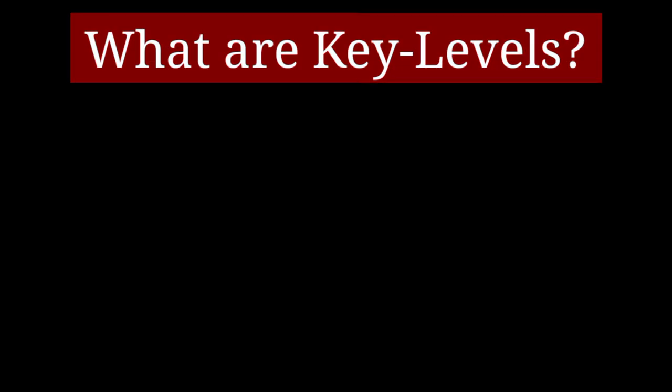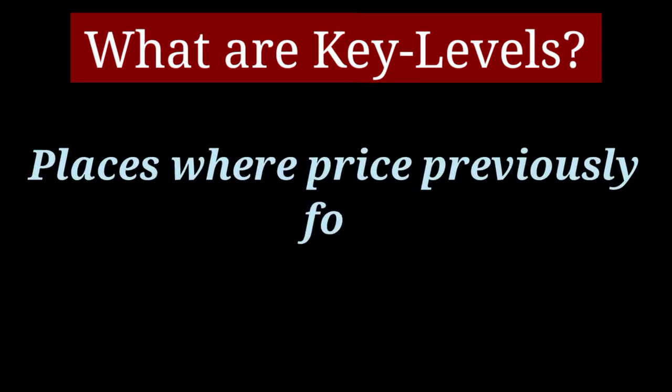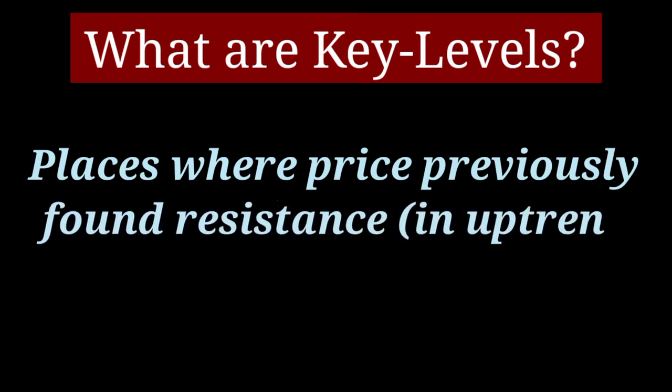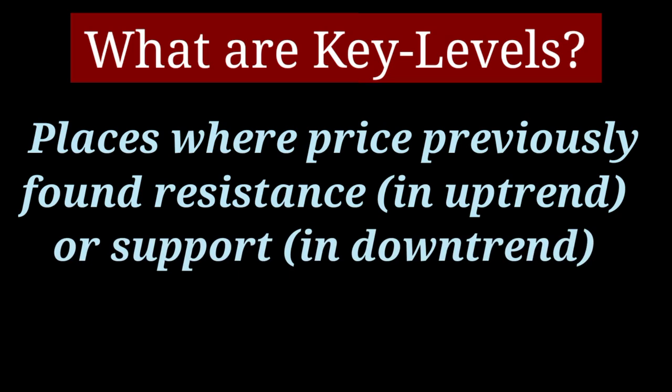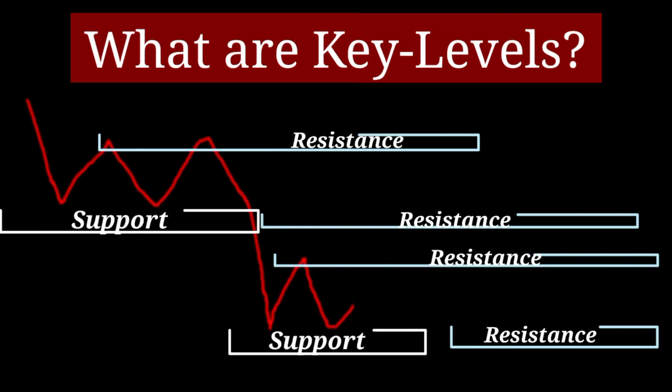Now, what are key levels? Key levels are the places where price previously found a resistance in an upward trend or found a support in a downward trend. And price could possibly reverse or begin to go down from that point in the future. That is a key level. You need to mark it out in your chart. It's important. So a key level consists of supports and resistances.